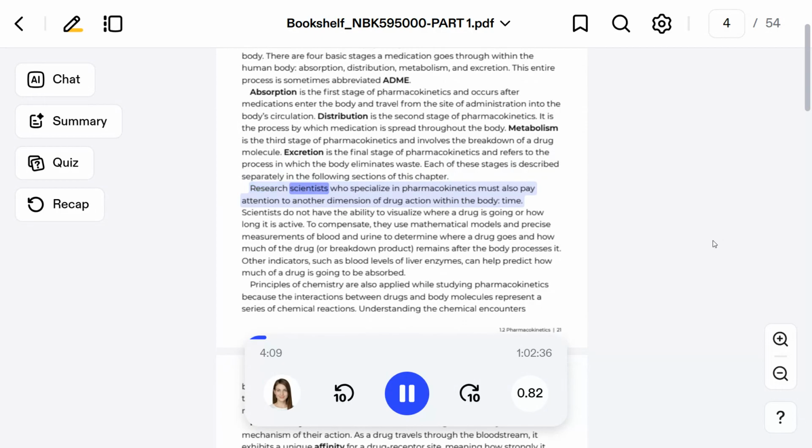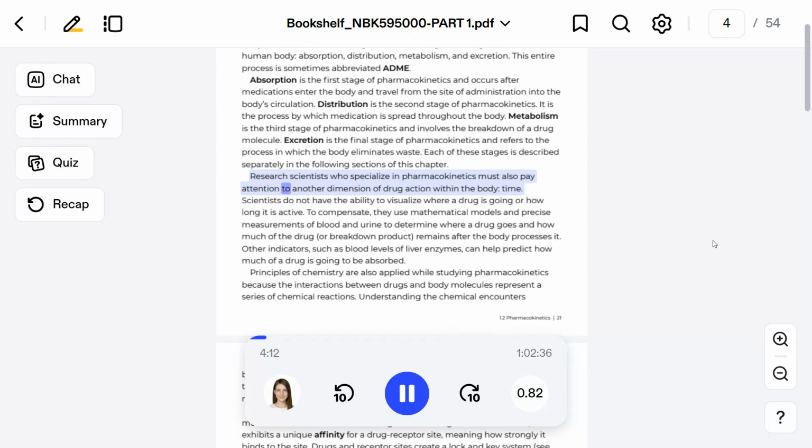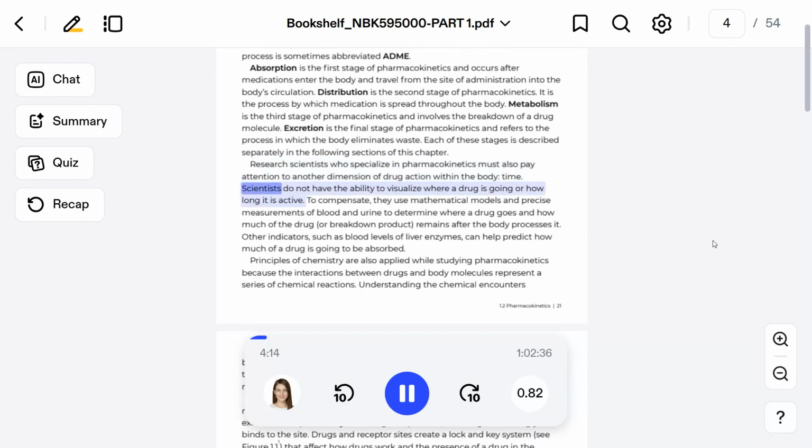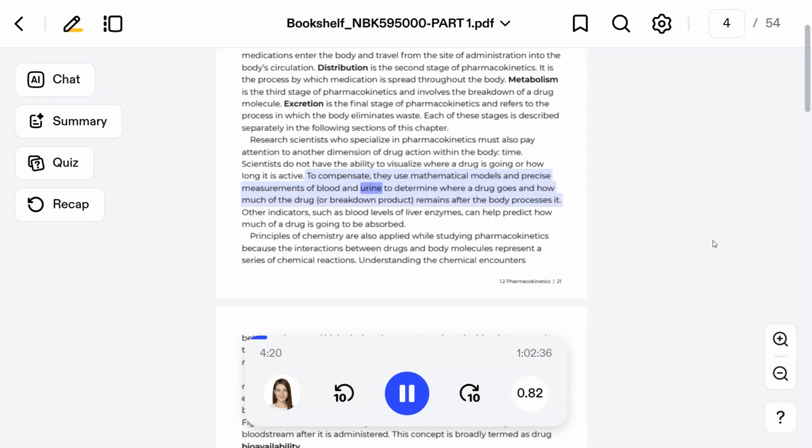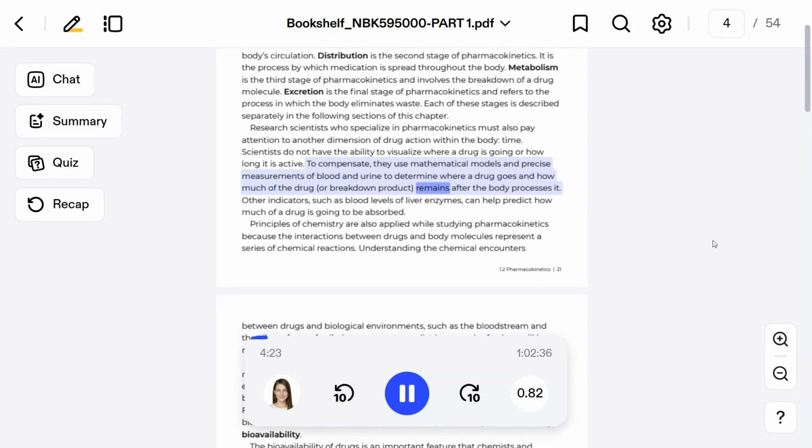Research scientists who specialize in pharmacokinetics must also pay attention to another dimension of drug action within the body: time. Scientists do not have the ability to visualize where a drug is going or how long it is active. To compensate, they use mathematical models and precise measurements of blood and urine to determine where a drug goes and how much of the drug remains after the body processes it.